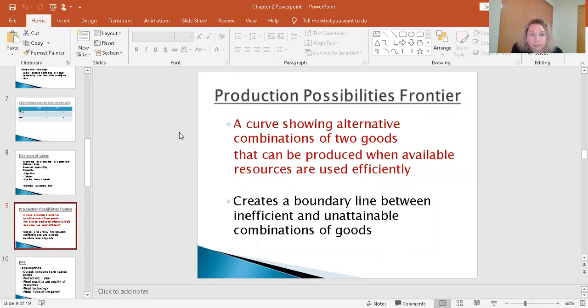So we talked about a lot of economic tools in the first half of chapter 2, and we still have one big economic tool left that we need to talk about, and then we can talk about economic systems.